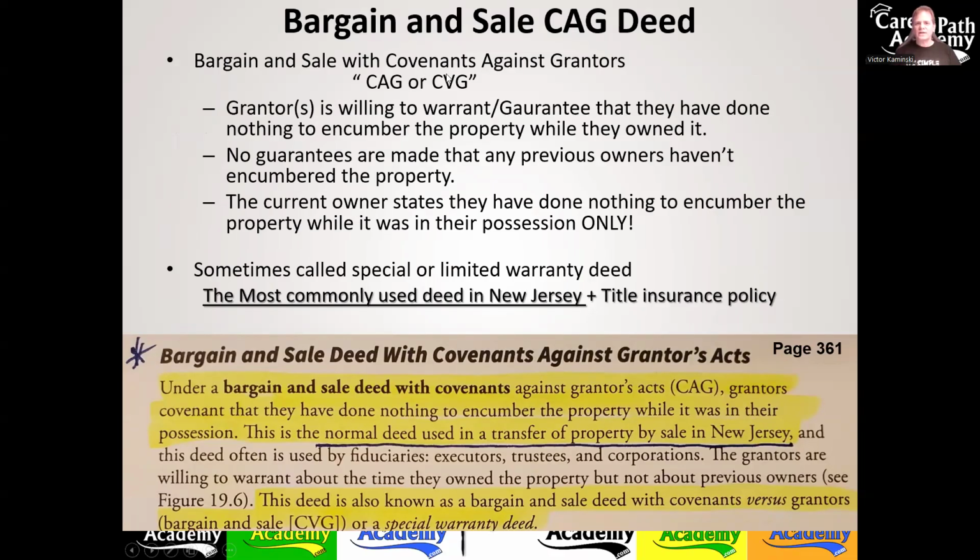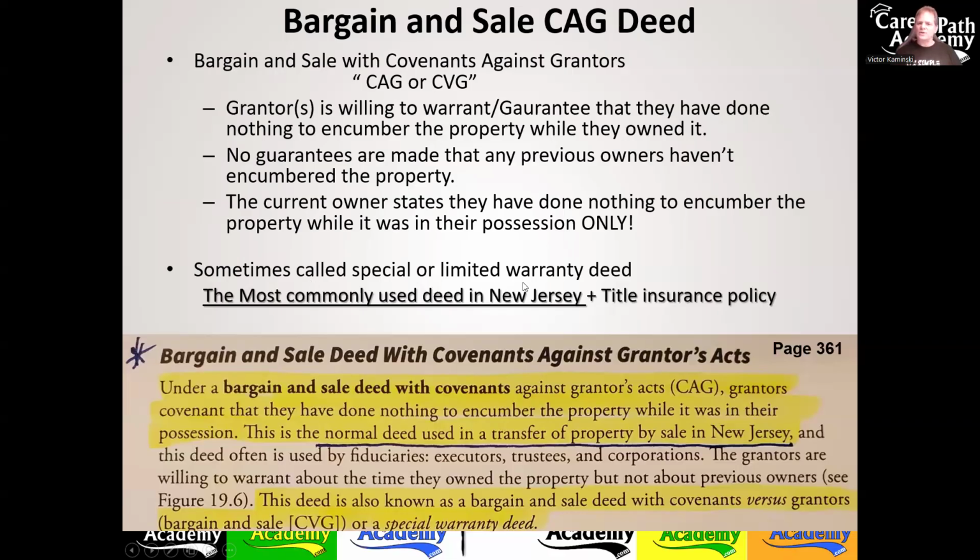So that's this one, the bargain and sale CAG type deed, also known as CVG type, Covenants Against Grantors Act. The grantor, that's the seller, is willing to warrant that to the grantee. They're willing to warrant or guarantee that they have done nothing to encumber the property while they owned it, while it was in their possession. No guarantees are made about any previous owners and the time that they own the property. The current owner states that they have done nothing to encumber it while it was in their possession only. That's the only legal promise that they're making.